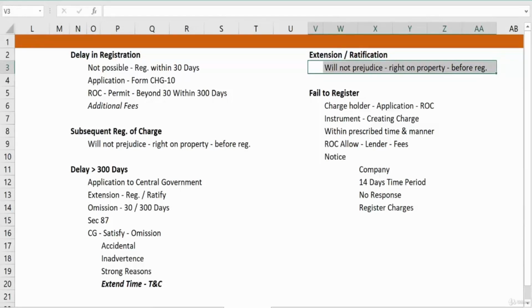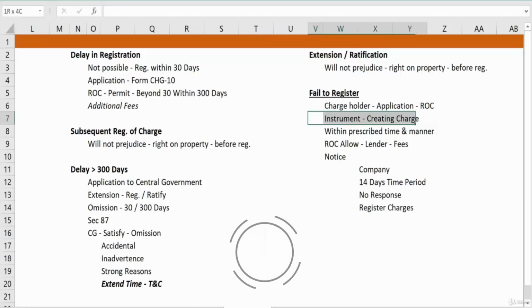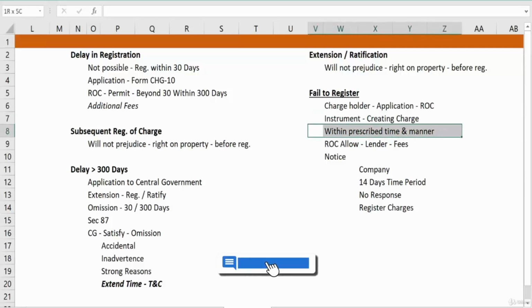What will happen if the company fails to register within the specified period? The charge holder himself can move an application before the Registrar of Companies. When he moves before the ROC, he should also have the instrument that is used for creating this charge. Along with this instrument, he can move before the ROC for registering the charge, and this should happen within such time and in such manner as is prescribed, which we'll understand a little later.